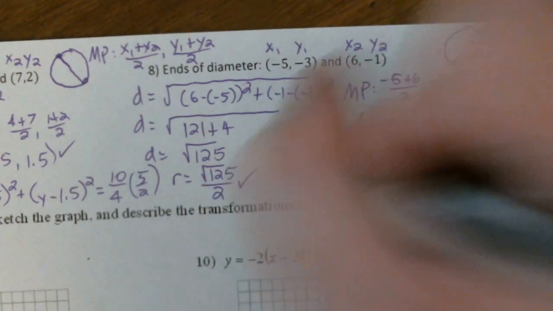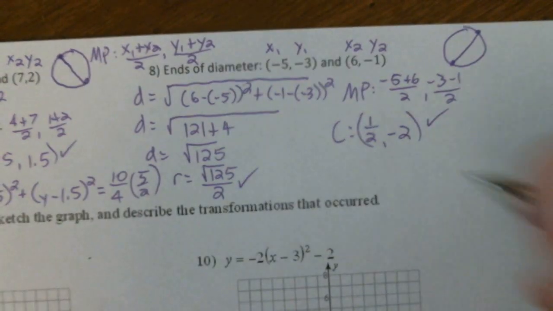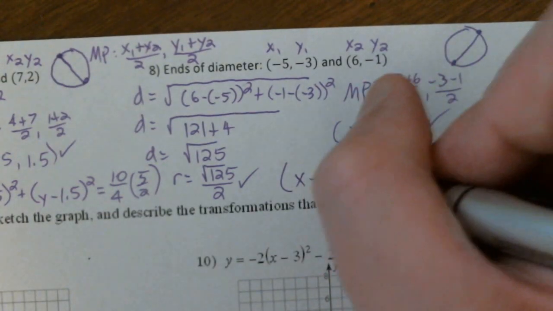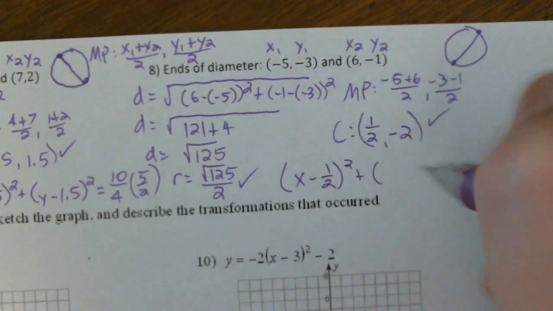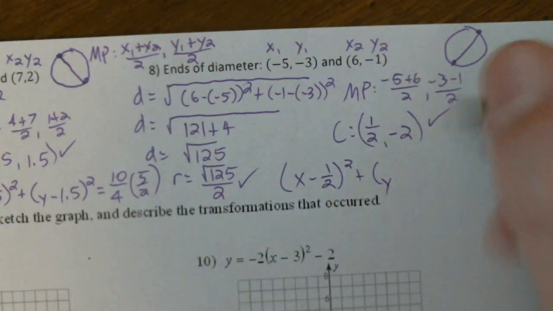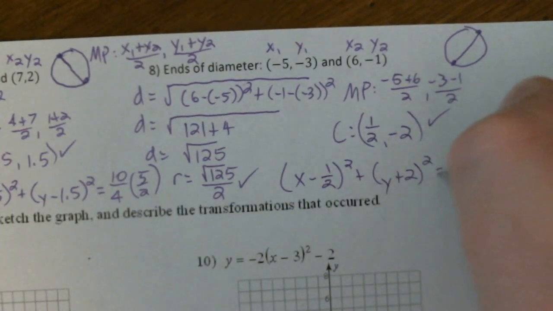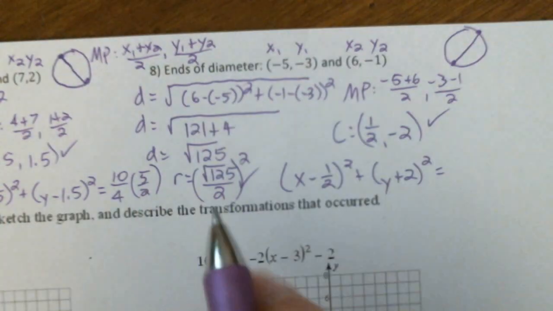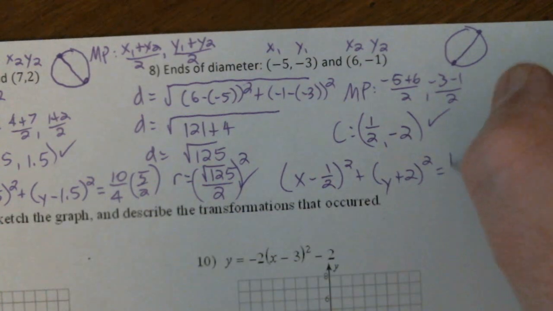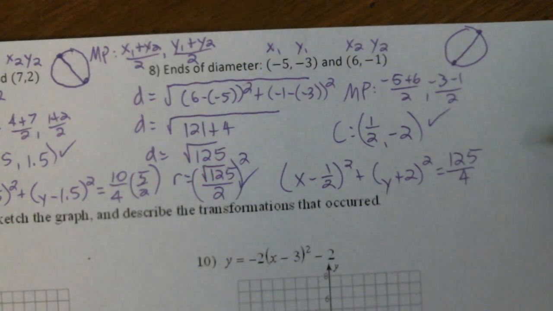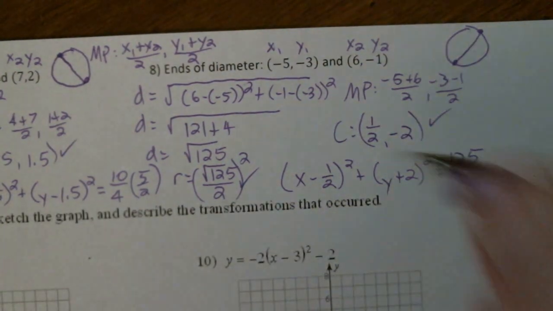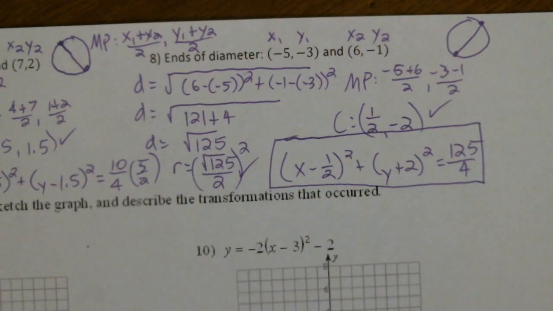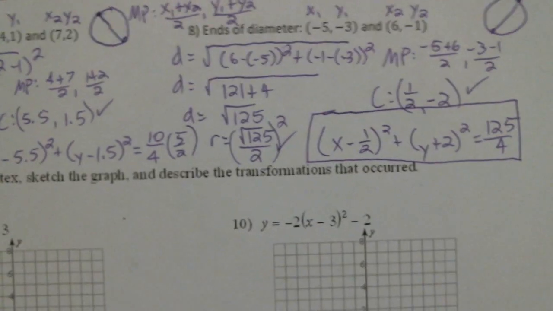Okay, so I've got the radius check. I've got the center check. I'm ready to plug into my formula. So I've got x, flip that guy, x minus a half, quantity squared, plus y plus 2, quantity squared, equals, again, now when I square this, guys, what do I get? When I square the top and the bottom, I'm going to get 125 over 4. That does not simplify, so that is your final answer. Okay, very good. Making good progress.